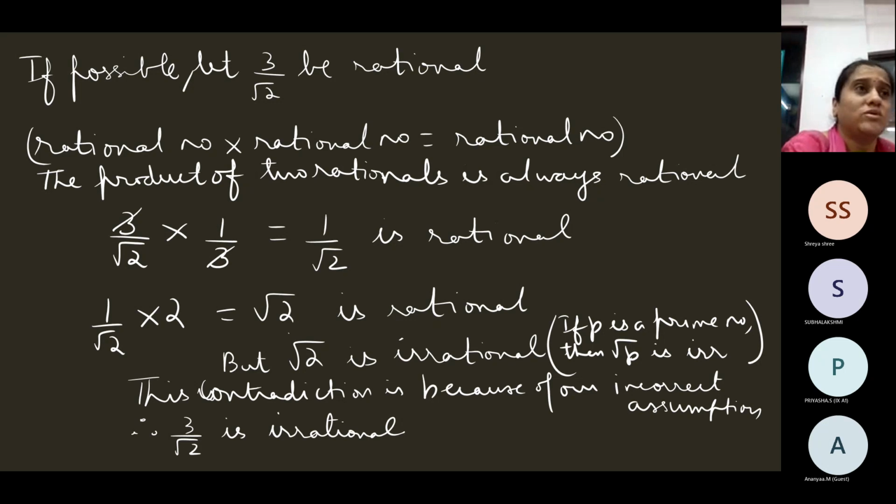1 by root 2? Oh, sorry, you wanted a simplification part, is it? Like 2 by, what is 2? 2 is root 2 into root 2, right? So root 2 and root 2 will get cancelled and you'll be left with root 2. I'm sorry, I thought you were asking about a different method. 2 is root 2 into root 2, correct? So when you cancel one root 2 and one root 2, another root 2 is left, correct?